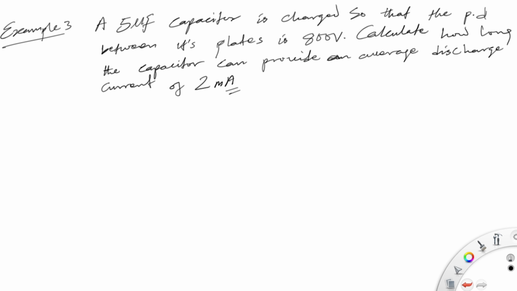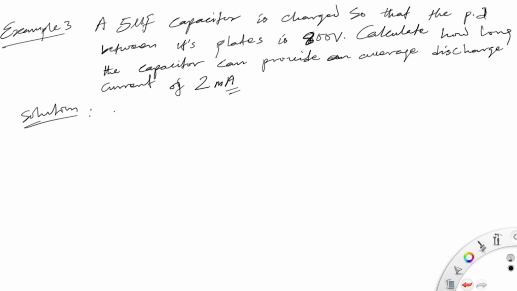This is the question now for the third example. It says a 5 microfarad capacitor is charged so that the potential difference, that's PD, between its plates is 800 volts, sorry, 800 volts, 8, not 5, 800 volts. Calculate how long the capacitor can provide an average discharge current of 2 milliamp.